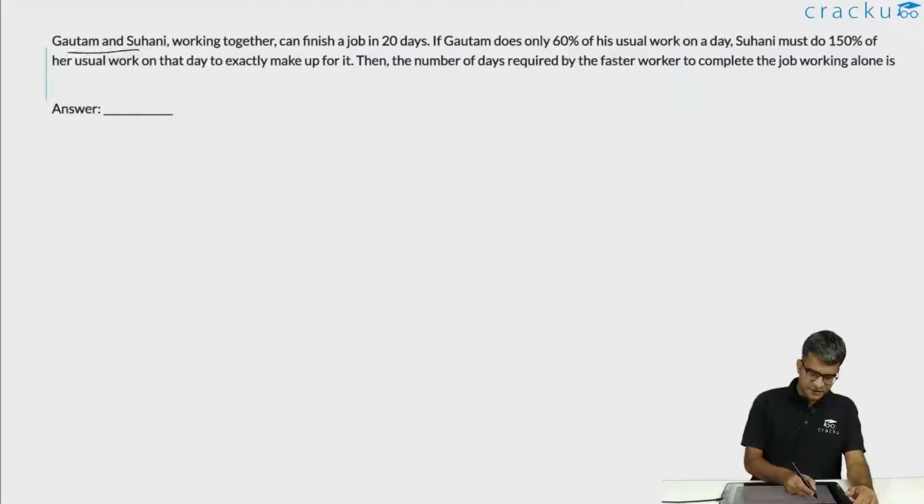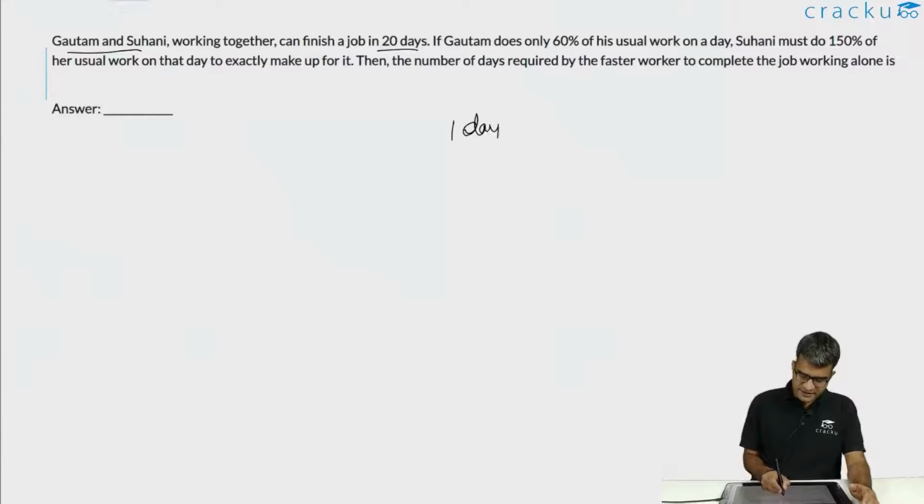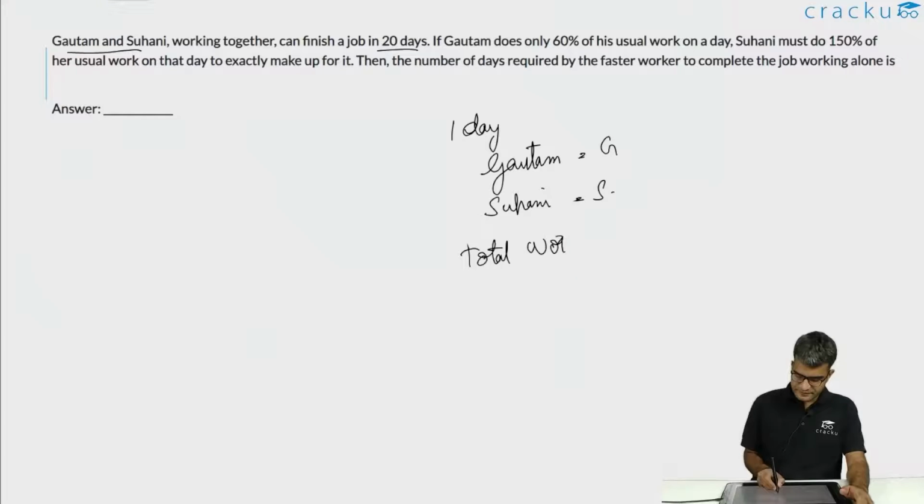In this question, we are told that Gautam and Suhani, when they are working together, can finish a job in 20 days. Let us assume that in one day, the work done by Gautam is G and the work done by Suhani is S. Therefore, the total work that needs to be done is 20 times (G plus S).